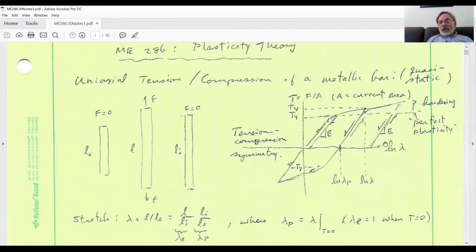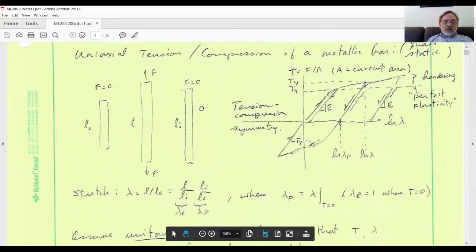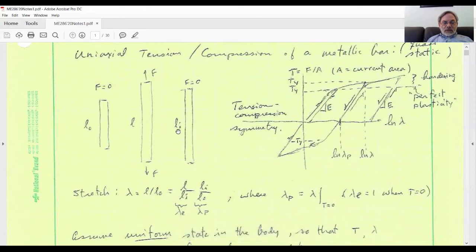The value of natural log lambda, we'll call it natural log lambda sub p, where lambda sub p is the stretch in this unloaded state, that is the length of the unloaded state, I'll call L sub I. The subscript I is intended to indicate an intermediate configuration. So L sub I divided by the initial length we'll call the plastic stretch. And that's associated with zero value of the force, or in this case, zero value of the stress.